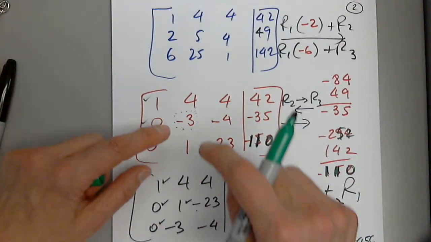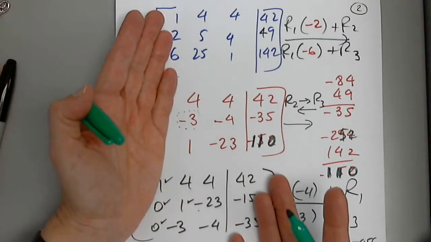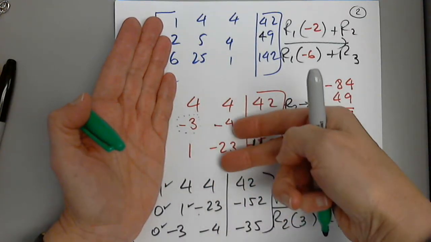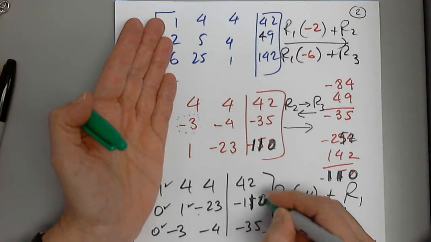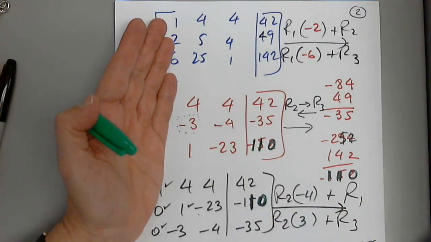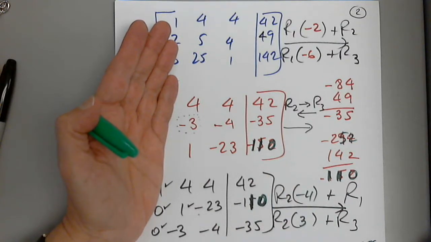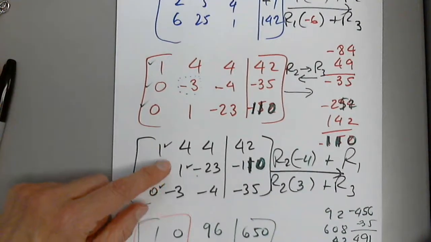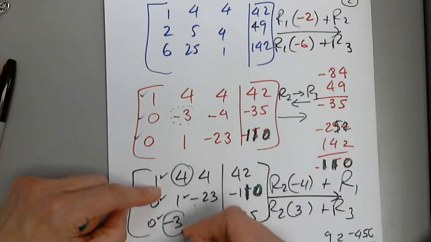Yes. Okay. Now we have to obtain a 1 in here. Don't look at anything else. This will not change whatsoever. We need a 1 in here, and we're going to swap these two. So 1, -23, 110, and -3, -4, -35. Changing equation 2 with equation 3 and vice versa doesn't change the solution, right? Okay, good.